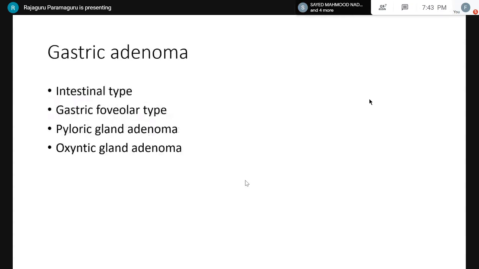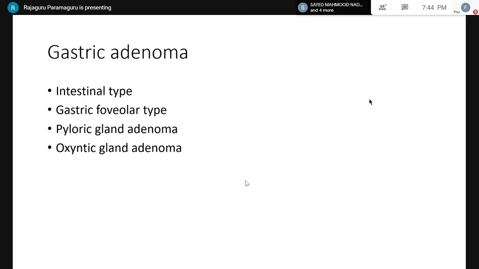So, going on to the gastric adenoma, you have four types of adenomas in the stomach: the intestinal type of gastric adenoma, the gastric foveolar type of adenoma, where the epithelium is going to look just like the gastric foveolar type of epithelium, the pyloric gland adenoma, and the oxyntic adenoma.